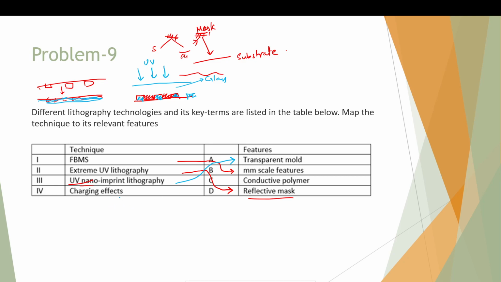And the last thing is charging effects. These effects are seen in electron beam lithography. In e-beam lithography, since we are bombarding electrons on top of our substrate, if my substrate is not conducting, there is nowhere the charges can go, right? So the charge will stay here. That effect is called charging. Because of this charging, there will be accumulated charges on the substrate, and to reduce this effect, we simply coat it with a very thin conductive polymer. So charging effects are reduced by using a conductive polymer.